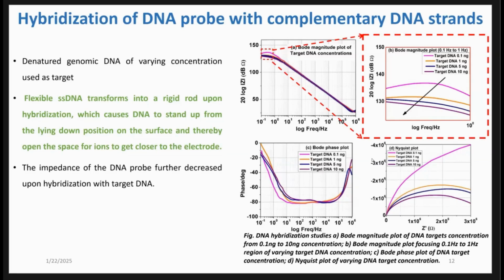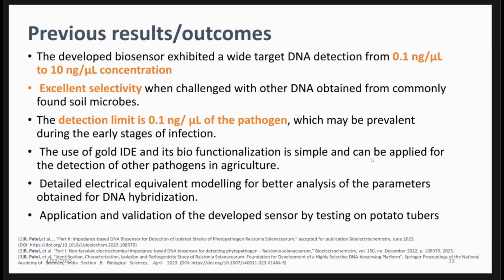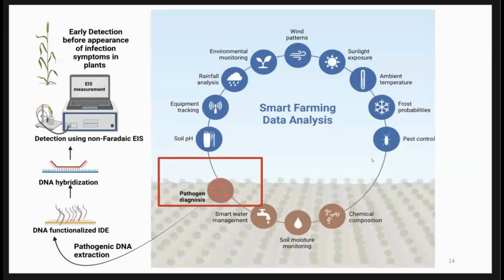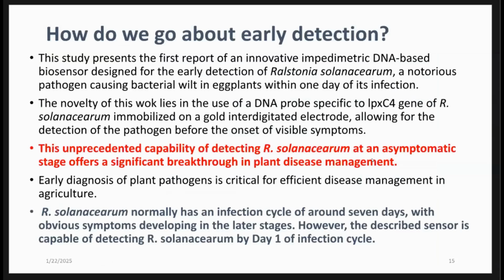In my previous work, I reported detection of 0.1 nanogram per microliter of the DNA target using this proposed technology. The device was quite stable, and I tried out various other studies, such as cyclic voltammetry, stability, and specificity. I also checked its cross-reactivity with other commonly found soil microbes, and this work has already been reported and it proved to be stable. So my next objective was, can this also identify infection before the symptoms actually appear on the plant? That is my work on pre-symptomatic identification.